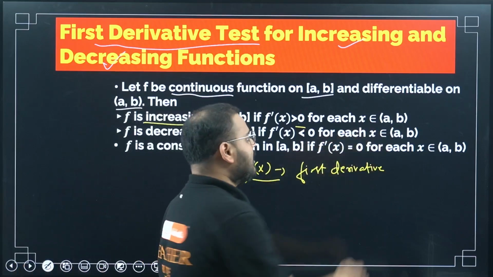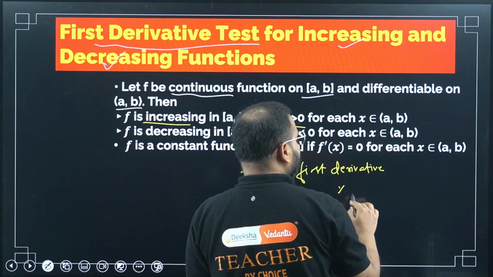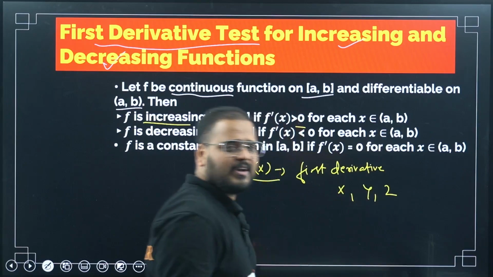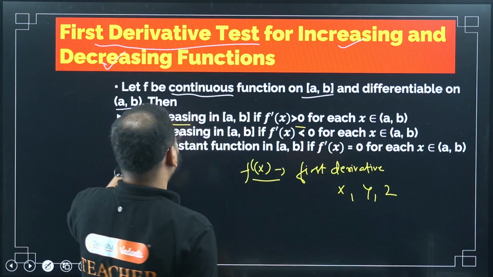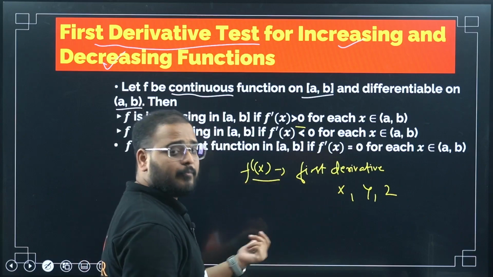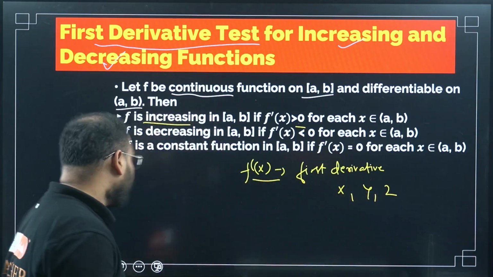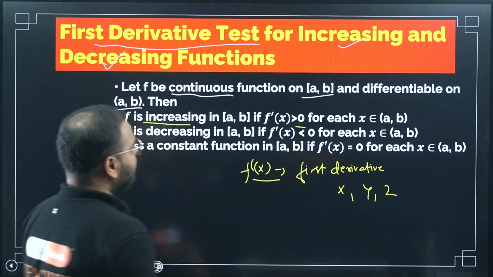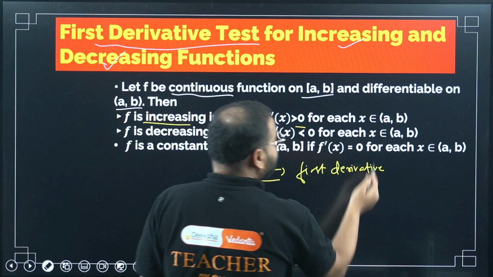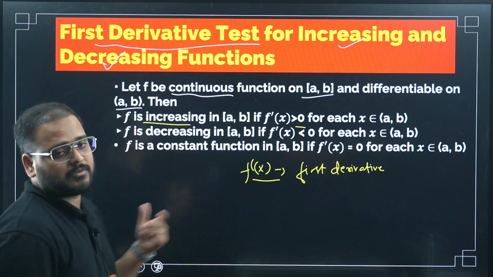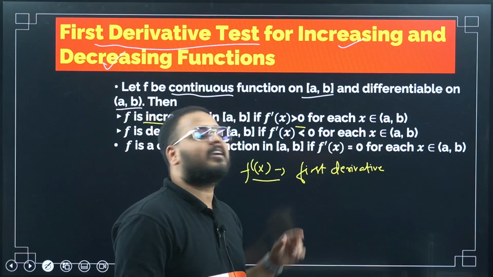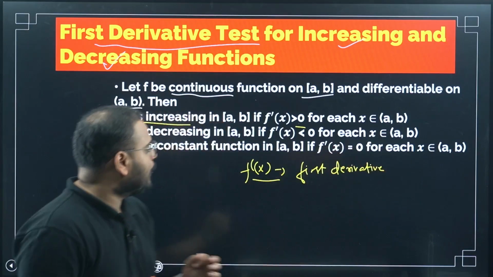Let's say between A and B I have 3 values, x, y, z. So f dash at x should be positive, f dash at y should be positive, and f dash at z should also be positive. I hope you understand this. If it has 10 values, or infinite values, it must hold at every value from that set.